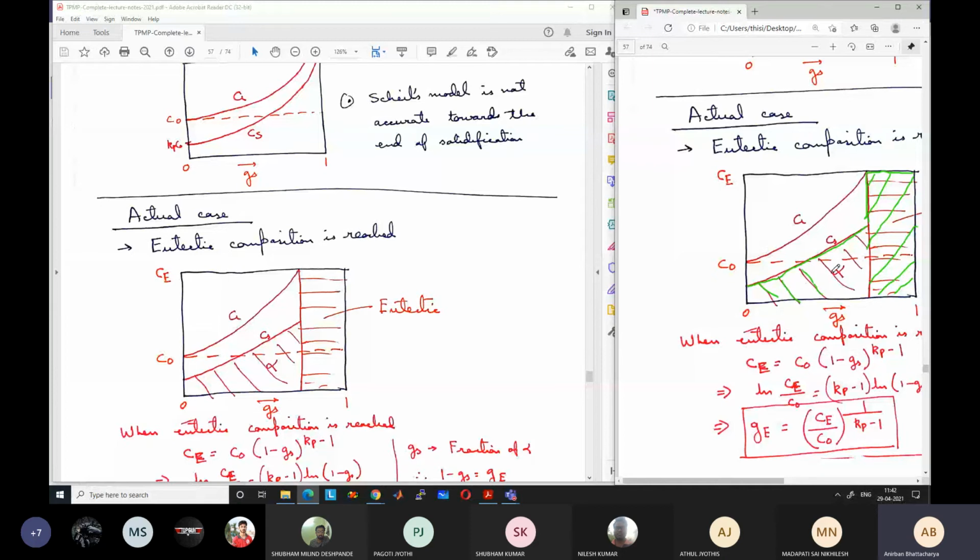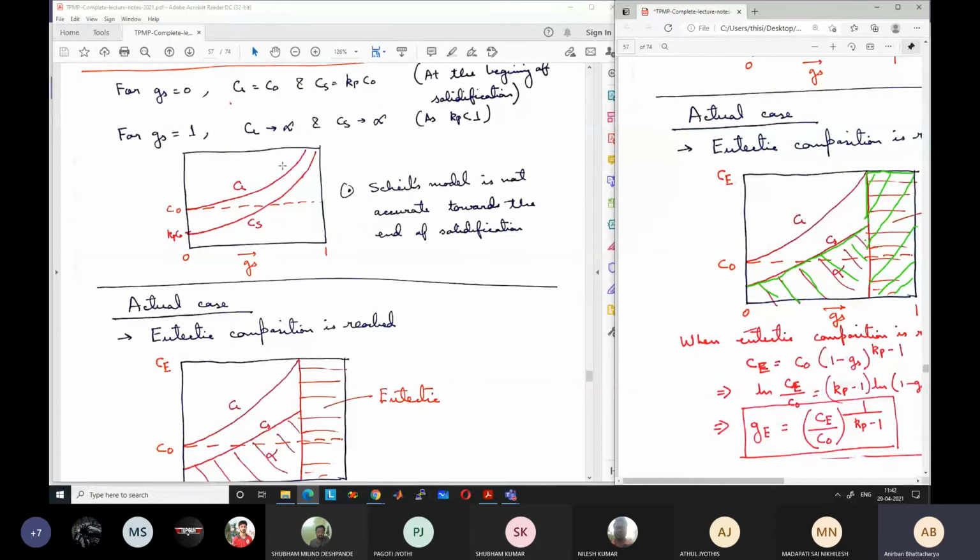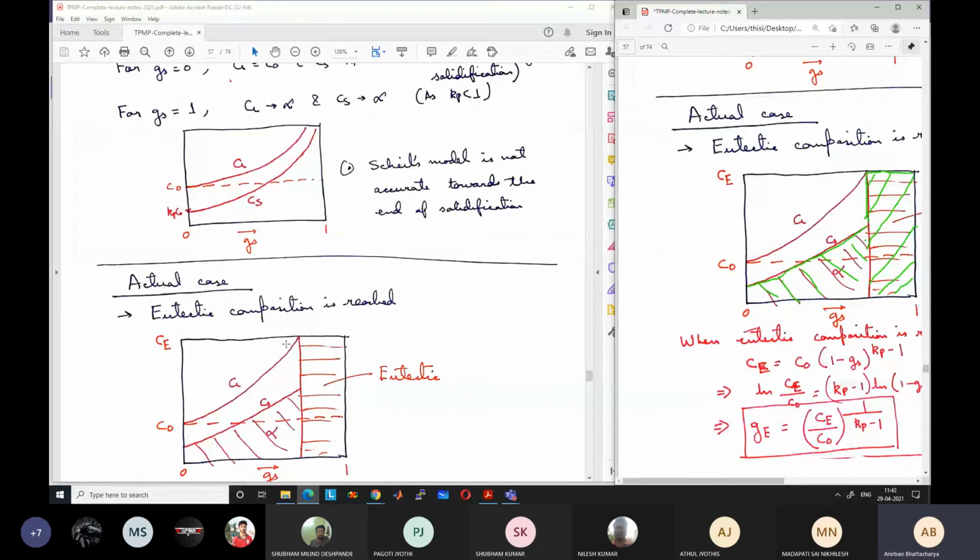So we will never reach this type of ending at infinite, because once we reach this, our Scheil's law is not valid anymore. We have to assume that the rest of the solidification occurs at Ce concentration. So Scheil's law is valid only till this point. After that, it is not valid.